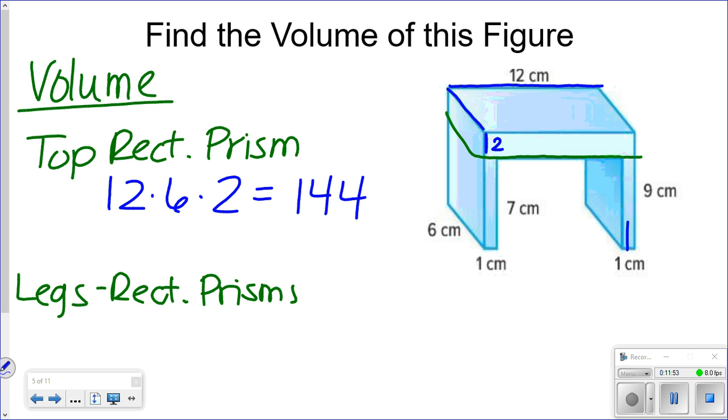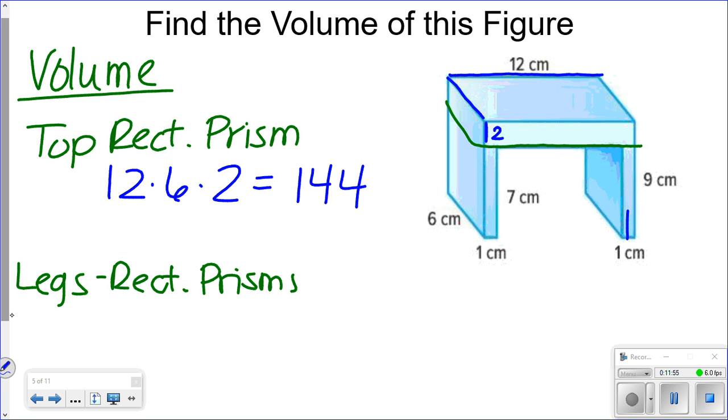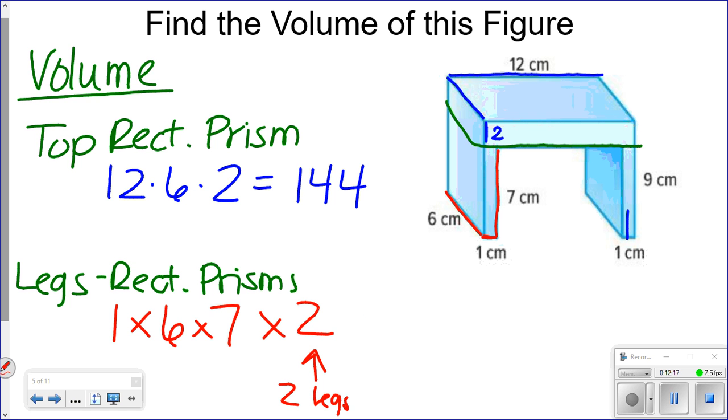All right, so then the legs. Let's talk about the dimensions of the legs. We know this is 1. We know this is 6. And 7 would be the height here, right? So 1 times 6 times 7. And then I'm going to take it times what? Times 2, because there are 2 legs. I think it's 84.